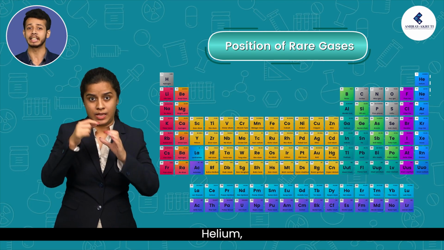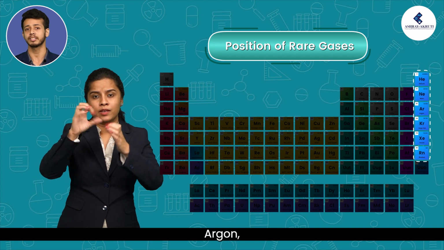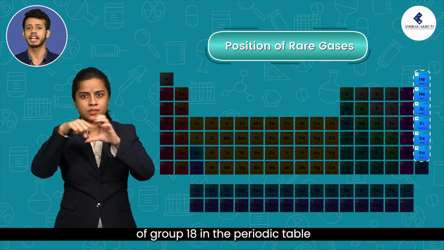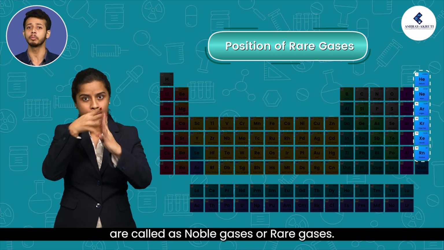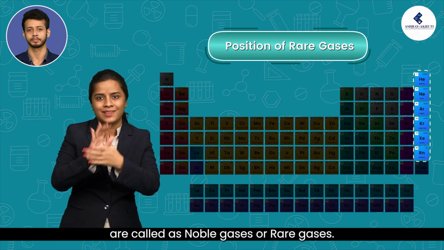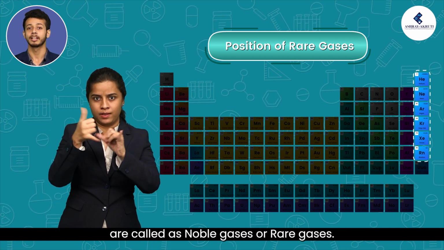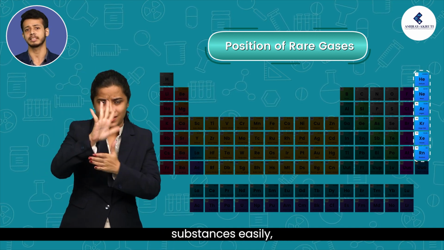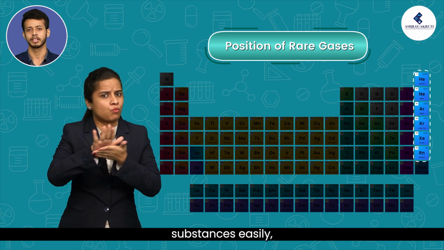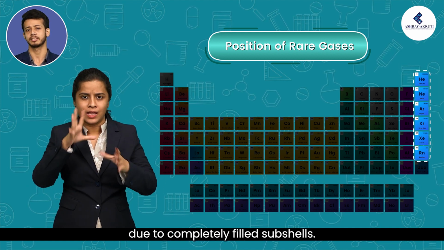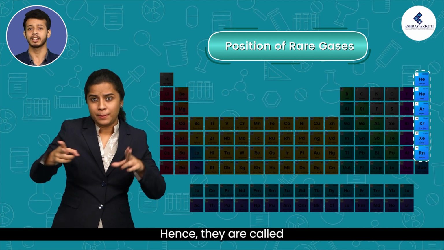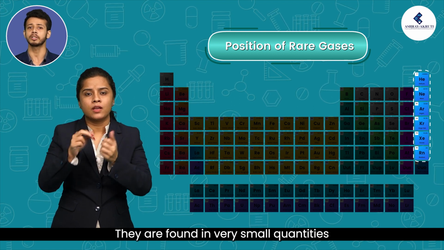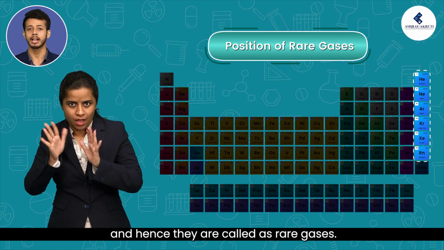The elements helium, neon, argon, krypton, xenon and radon of group 18 in the periodic table are called noble gases or rare gases. They are monoatomic gases and do not react with other substances easily. Due to completely filled subshells, they are called inert gases. They are found in very small quantities and hence they are called rare gases.